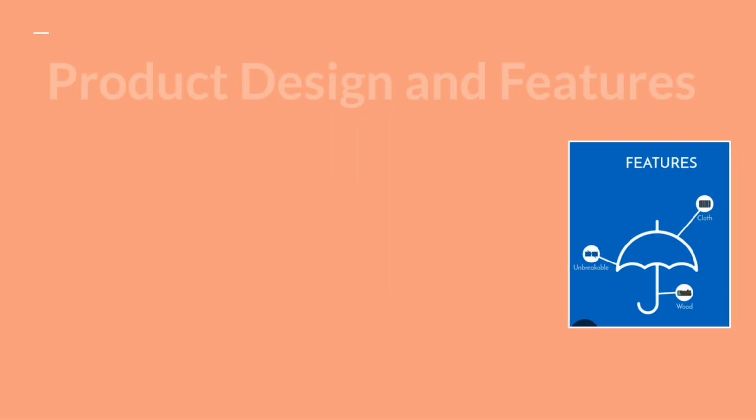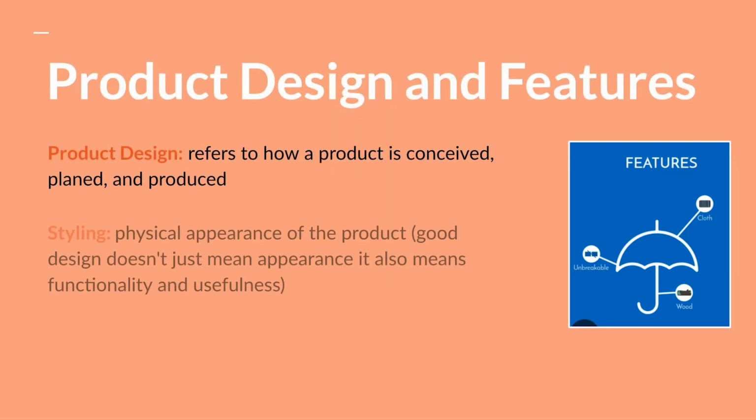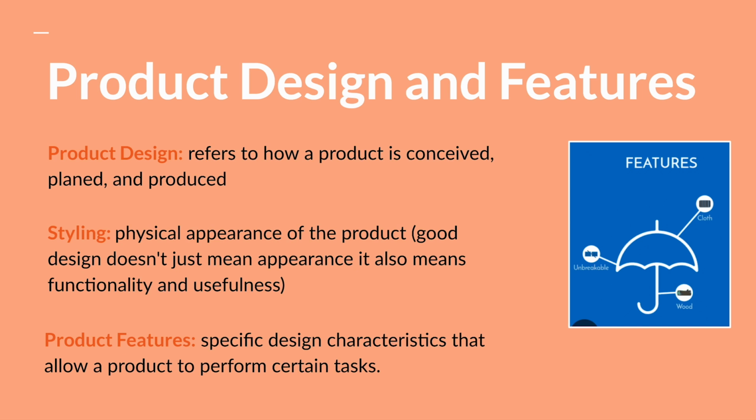Product design and features can also be broken down. Product design refers to how a product is conceived, planned, and produced. Styling is the physical appearance of a product. A good design doesn't just mean appearance, it also means functionality and usefulness. And then there's product features, which is a specific design characteristic that allows a product to perform certain tasks.